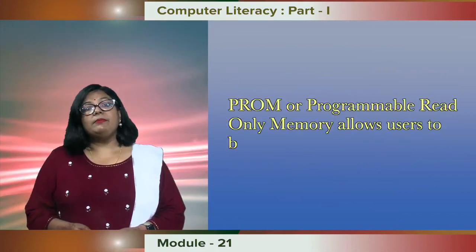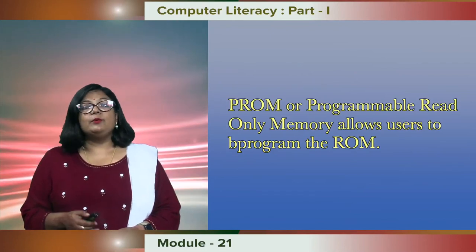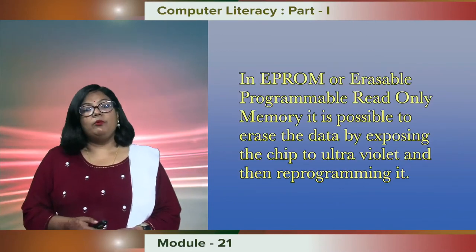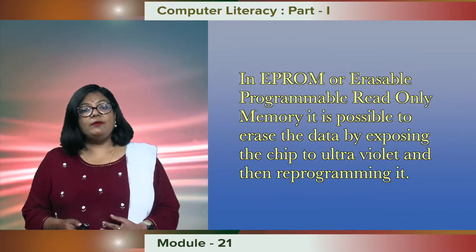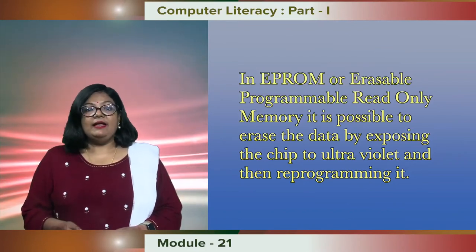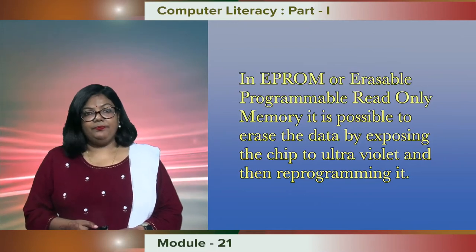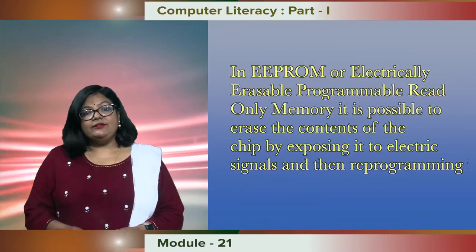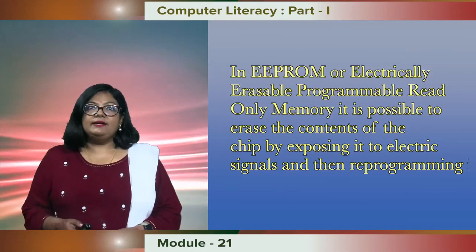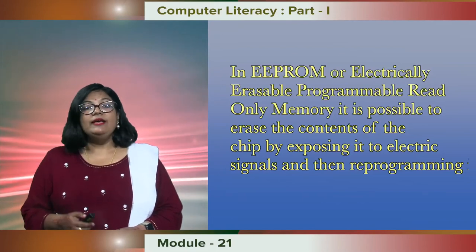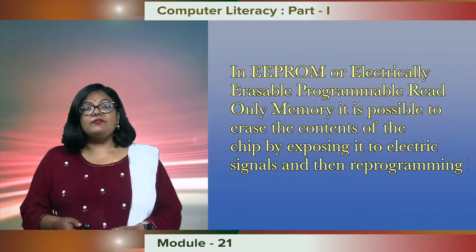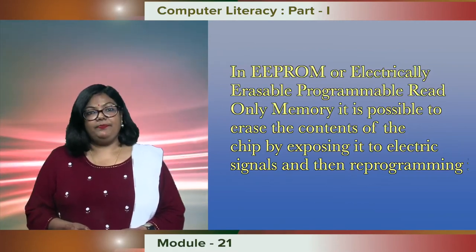PROM or Programmable Read-Only Memory allows users to program the ROM. In EPROM or Erasable Programmable Read-Only Memory, it is possible to erase the data by exposing the chip to ultraviolet light and then reprogramming it. In EEPROM or Electrically Erasable Programmable Read-Only Memory, it is possible to erase the contents of the chip by exposing it to electric signals and then reprogramming it. So these were the different types of primary memory.